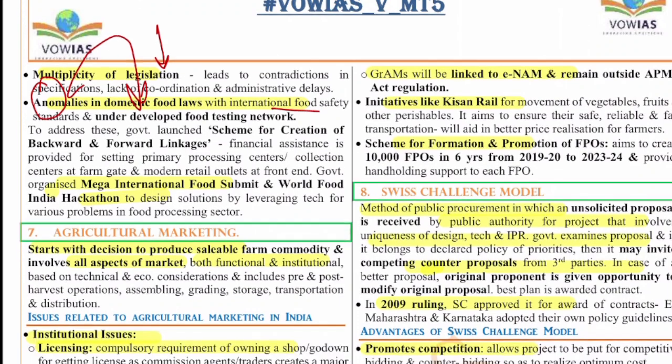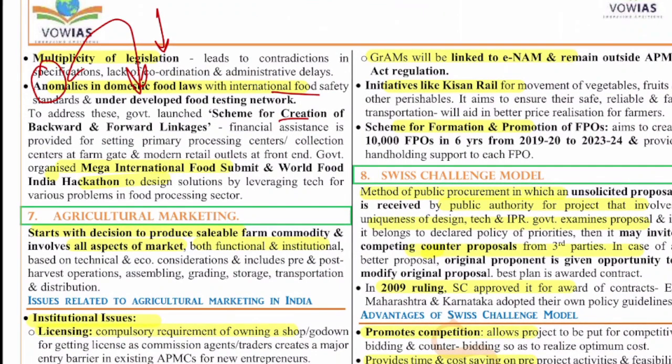And to address these issues, the government launched the scheme for creation of forward and backward linkages, where it provides the financial assistance. Money will be given for setting up these primary processing centers, the collection centers at the farm, and the modern retail outlets at the front end as well. And the government organized this mega international food summit and the World Food India Hackathon for the design solutions by leveraging technology for various problems of the food processing sector.